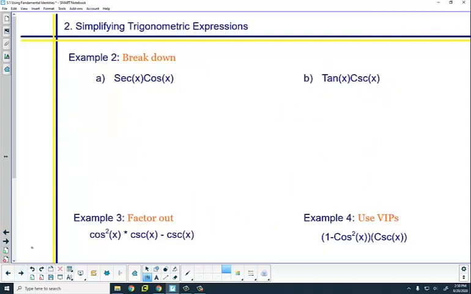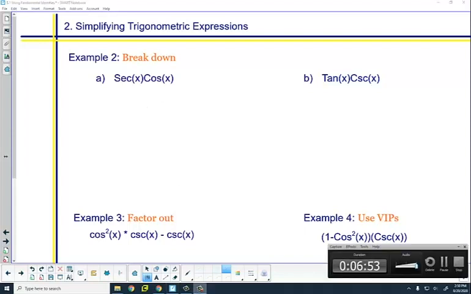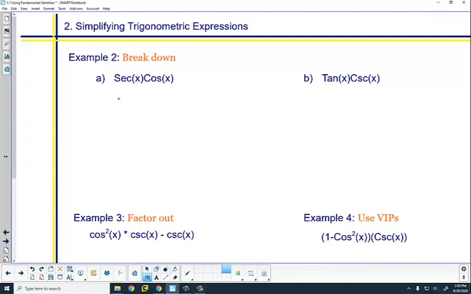So now let's move into the more abstract. We're getting away from the numbers and we're moving into just manipulating, getting really good with our algebra. Sometimes we have expressions like this, secant times cosine, or tangent times cosecant, and we want to break things down. This is two trig functions. Could I boil this down to one trig function? So, do secant and cosine have anything in common? Well, let's take a look at our identity sheet.